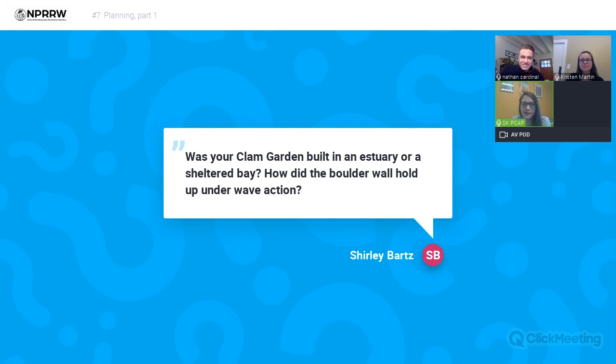Oh, here's the first one about the clam garden. Was your clam garden built in an estuary or a sheltered bay? And how did the boulder wall hold up under wave action? Yeah, they're typically built, I'd say maybe in more sheltered areas, like kind of in protected coastal waters. Sometimes they're built in kind of an estuary areas where there's some source of fresh water. You don't see them a lot, I'd say, in really active high intensity wave environments, but there's lots of places where there's lots of current moving around, so there's still some wave action and things that are happening.